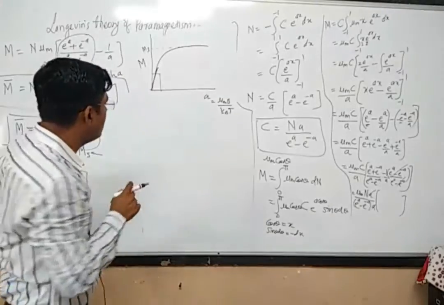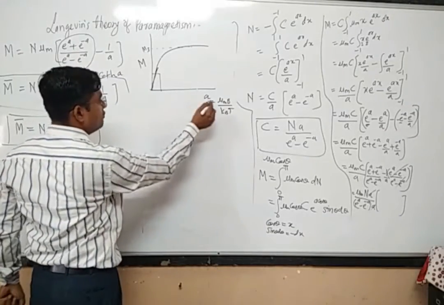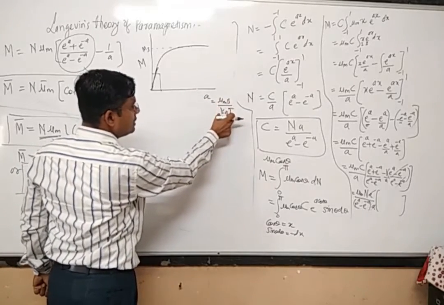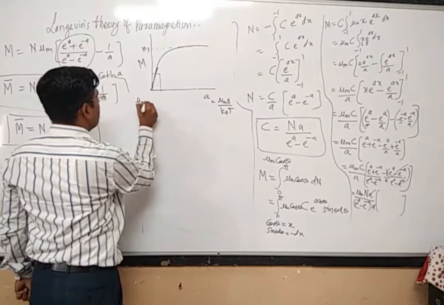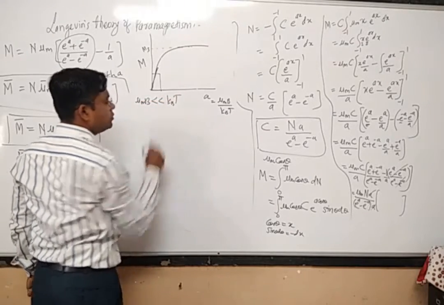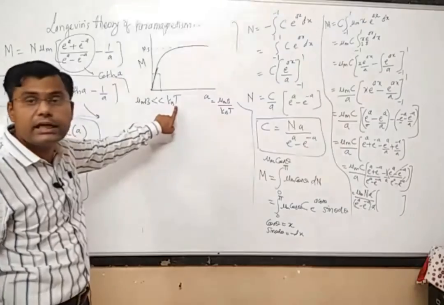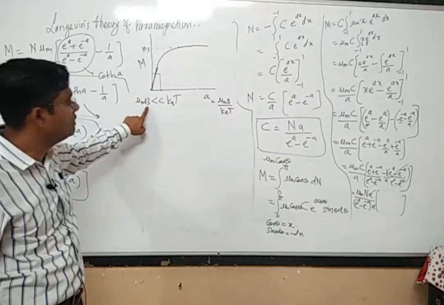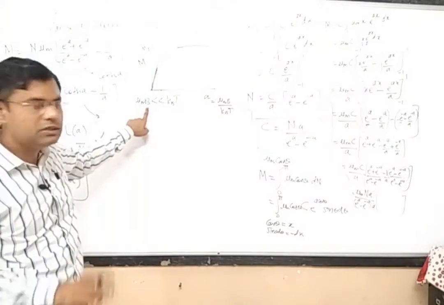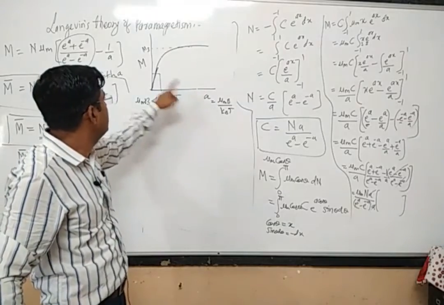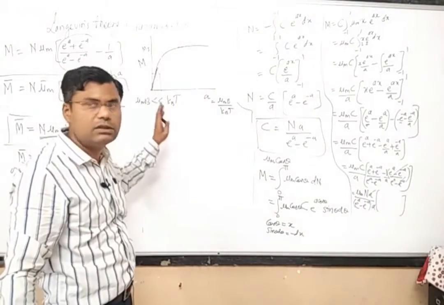So if a is small, what can we write? A is small means the numerator must be smaller than the denominator. Therefore, mu m into B must be less than kB into T. It means the temperature is greater, and if the temperature is greater, then this factor mu m B will always be smaller, and then we will have a smaller a, and if we have a smaller a, then the normal behavior can be observed.